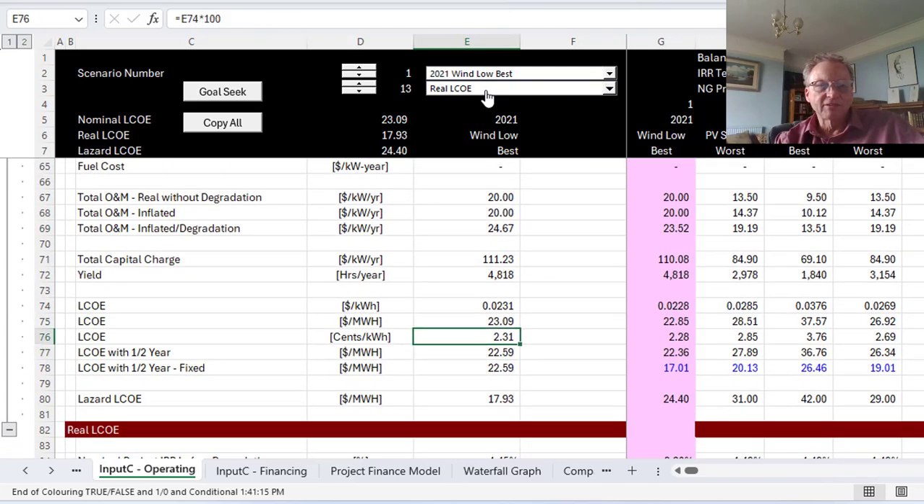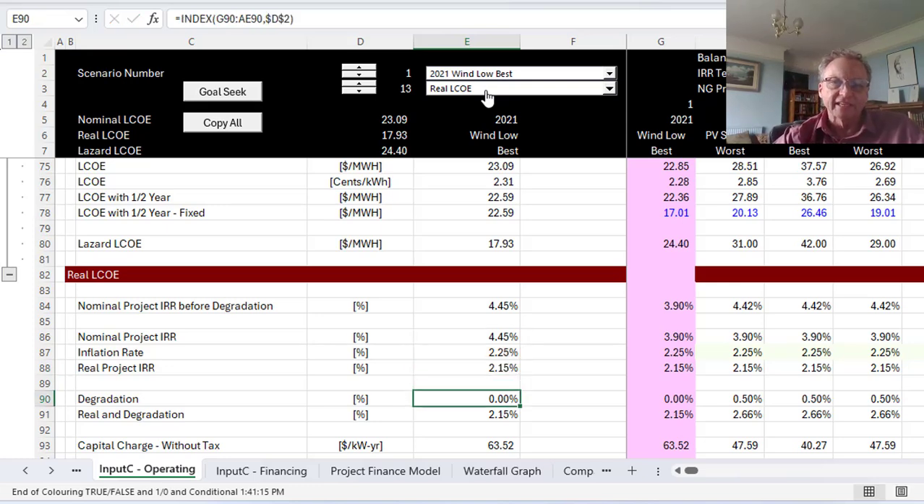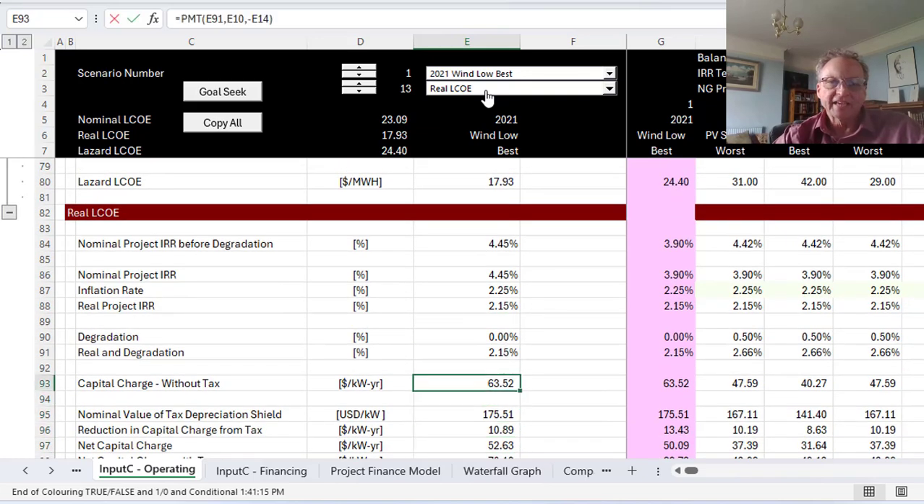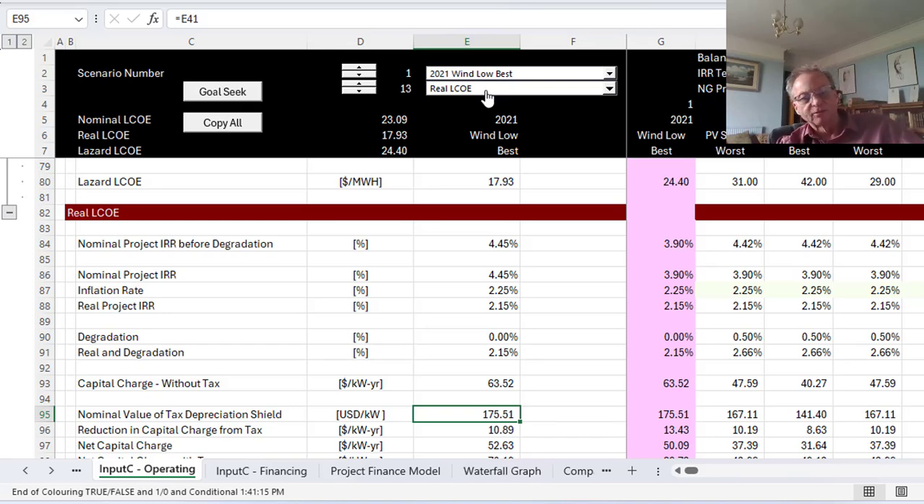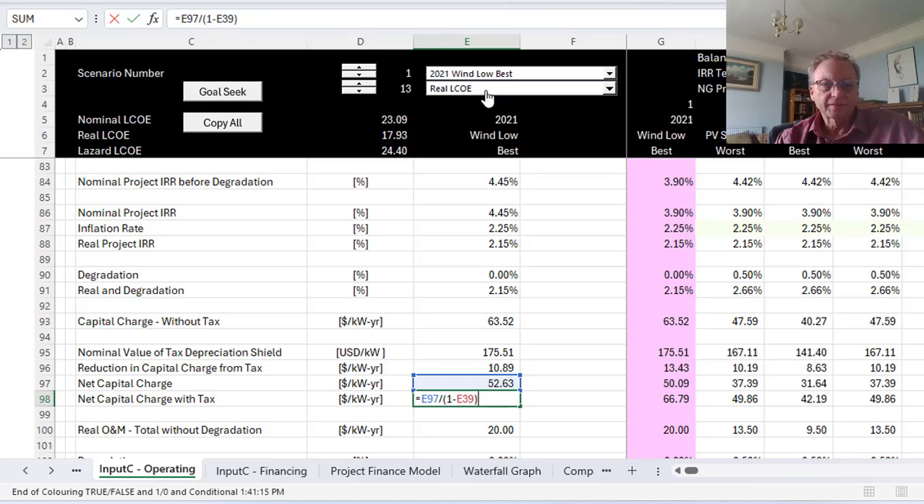And then what we do is we work through exactly the same thing here, but we use a real IRR, which is 1 plus the nominal IRR divided by 1 plus the inflation rate minus 1. That gives you the real rate you're targeting. And you take that real rate and you take the PMT formula with that real rate. After you take that real rate, then you take the nominal value of the tax depreciation shield. Okay, and just a minute. This is the capital value without the charge, and just a minute.